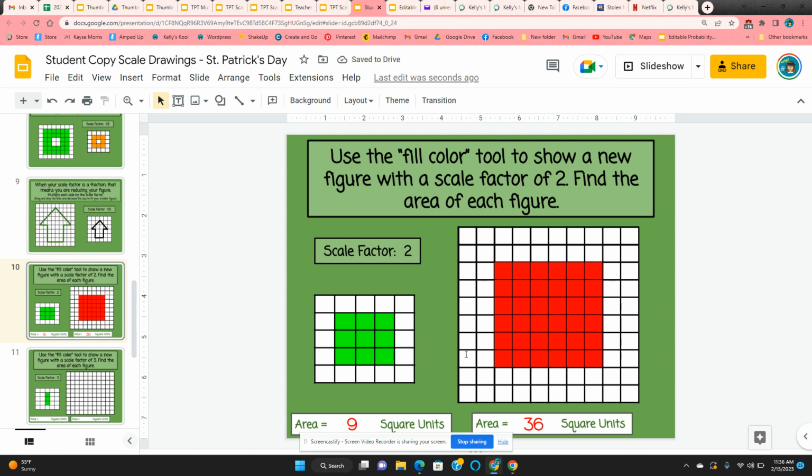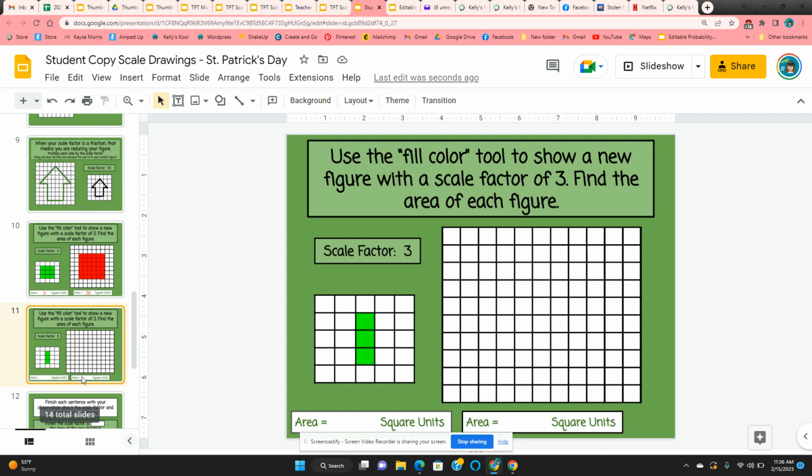And you want them to notice that the increase in area is the scale factor to the second power, or the scale factor squared, which would be 4. So all they do is multiply the smaller area by 4. And they've got another one to do like that.